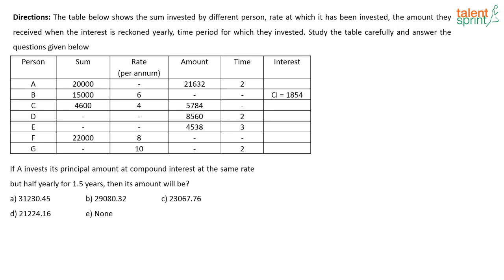Again the same set. If A invests its principal amount at compound interest at the same rate but half yearly for 1.5 years, then its amount will be dash. So A is investing the same 20,000 rupees at compound interest at the same rate. Now first of all, I don't know the rate at which A has invested earlier, but now it is investing half yearly for 1.5 years, then what is the amount that A gets?